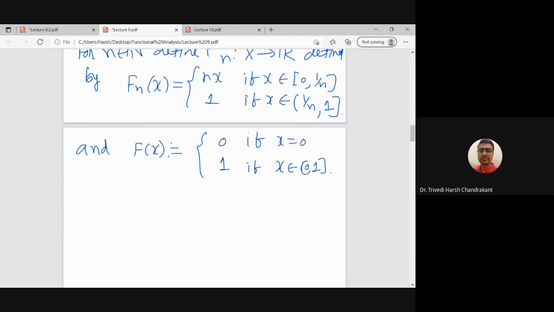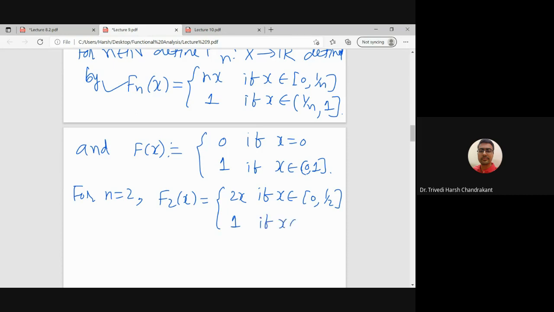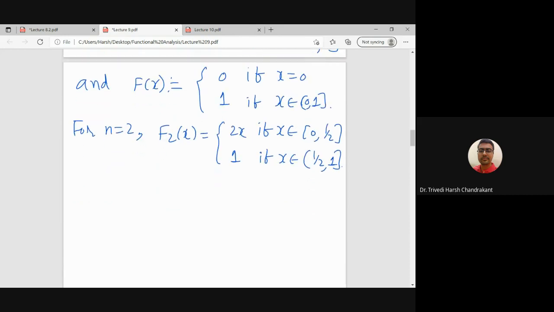So what is the graph of this fn? Let us try to draw it. So for example, if we take n equals 2, what we get, f2(x) is 2 times x if x belongs to the closed interval 0 to half, using this definition. And it takes value 1 if x is in the interval 1 by 2 to 1. Okay, so let us draw this function.